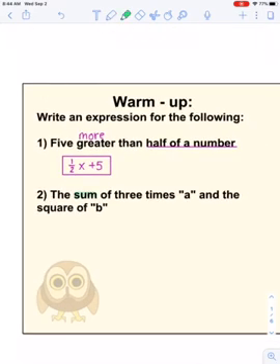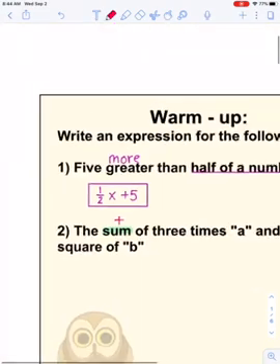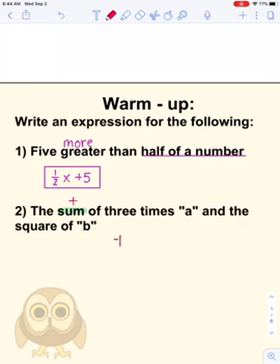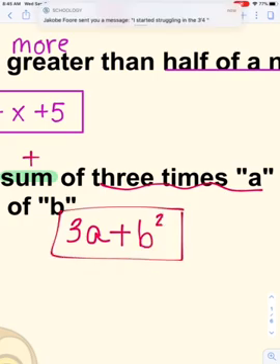All right, number 2 says the sum of 3 times a and the square of b. Sum is just a fancy way to say add. So you're adding 2 things together, and we just have to keep reading to figure out what we're adding together. You're adding 3 times a. So the way we would write 3 times a is just 3a. Remember, if there's just a number and a variable, it's multiplication. You don't need anything in between. You just put the 3 and the a next to each other. So we're adding 3a to the square of b. Well, that's b squared, which is just b to the second power. And then you're done.